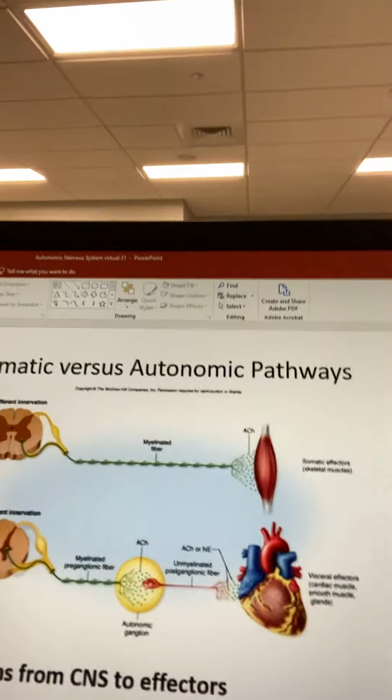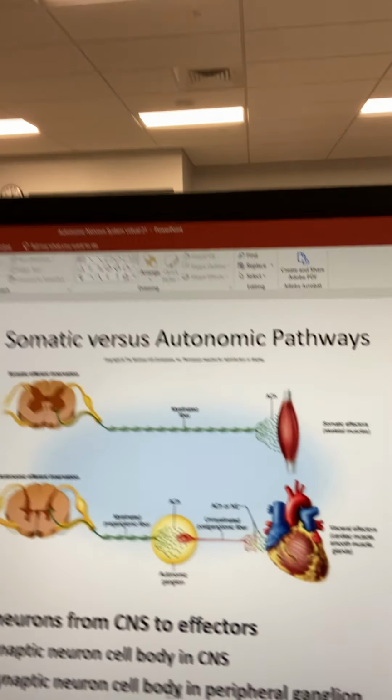And what did we say the effectors are? We had said it's cardiac muscle, smooth muscle, or glands. And in the example we're looking at, oh, look, cardiac muscle.